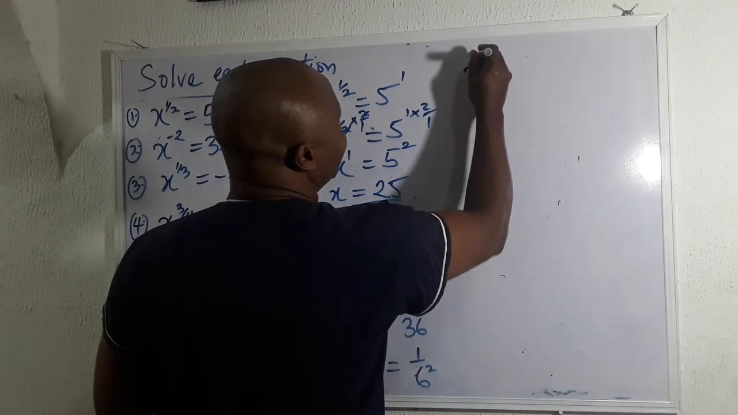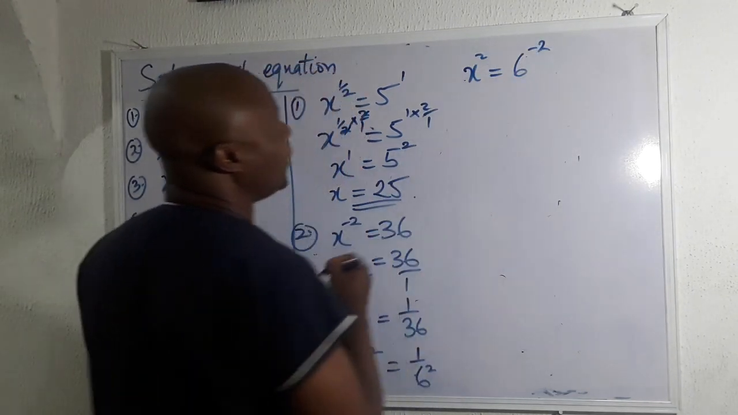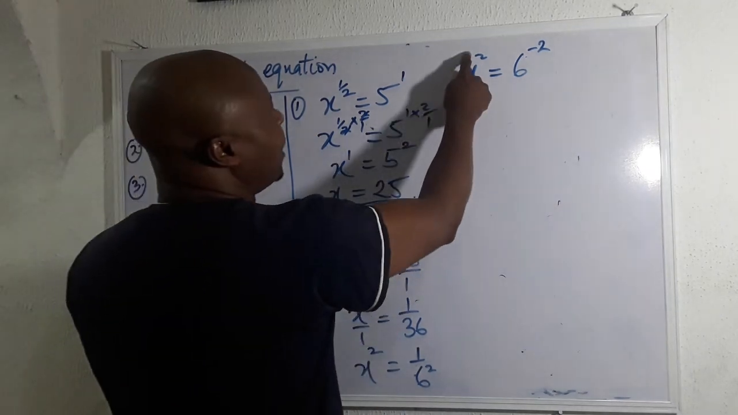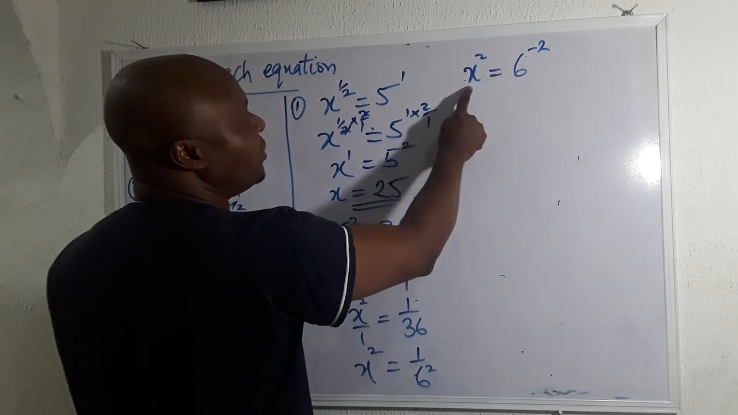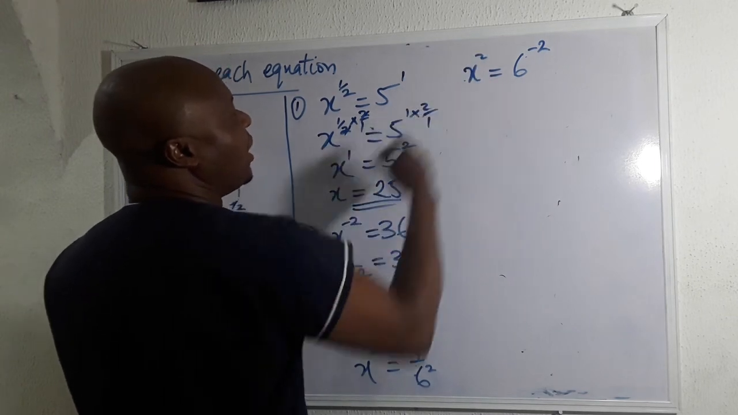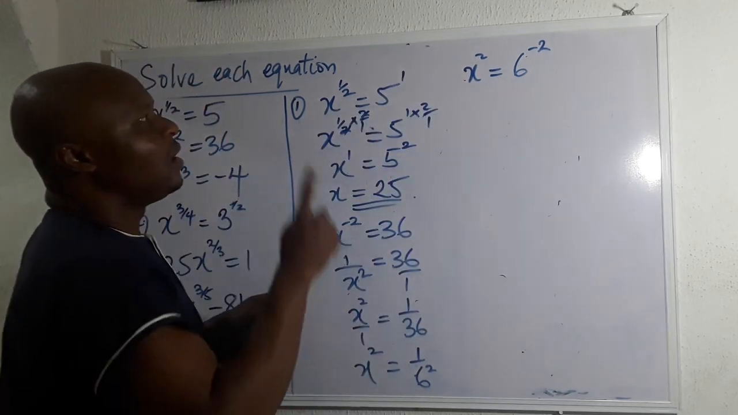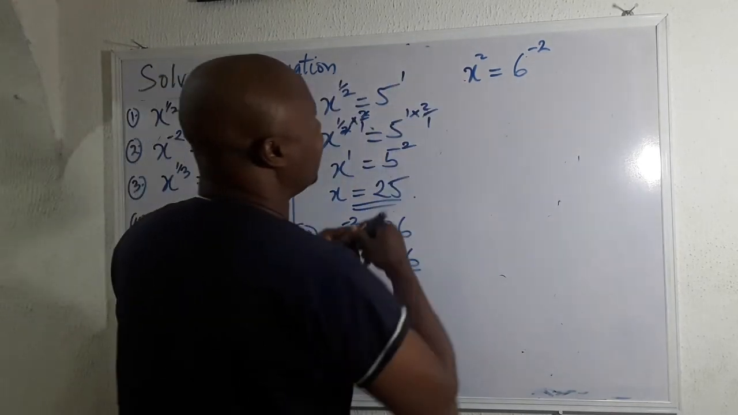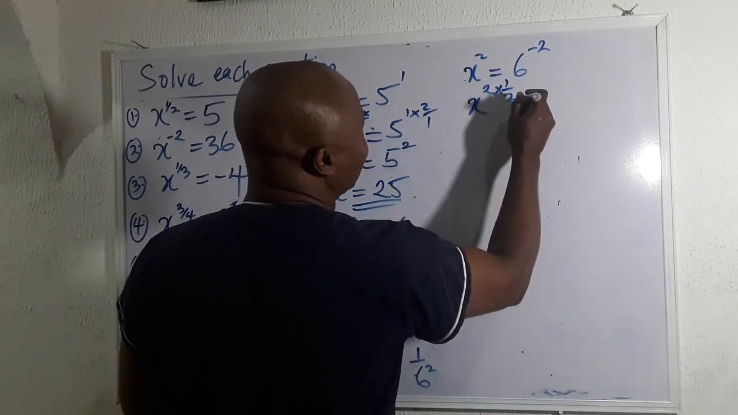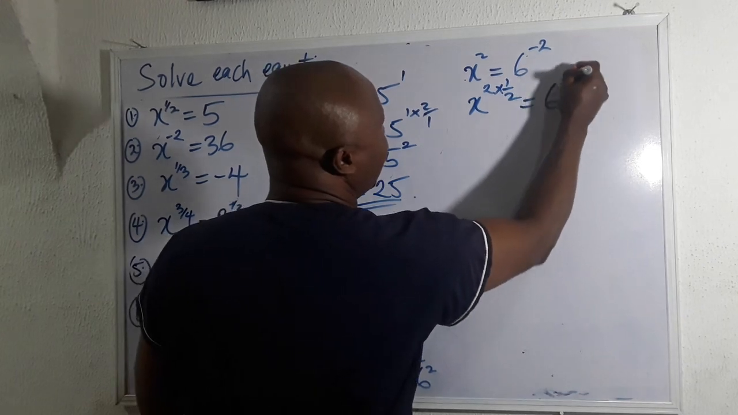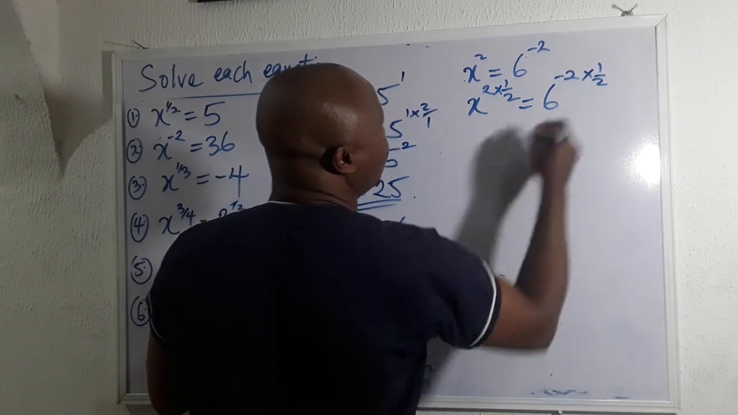So that will give us x raised to power 2 is equal to 6 raised to power 2, which when it comes up, becomes negative again. So we now look for what to multiply the power of the variable we are interested in, which is x, to make it 1. And obviously, what we can use to multiply 2 to make it 1 is 1 over 2. That is the reciprocal. So that will be x raised to power 2 times 1 over 2 is equal to 6 raised to power minus 2 times 1 over 2.